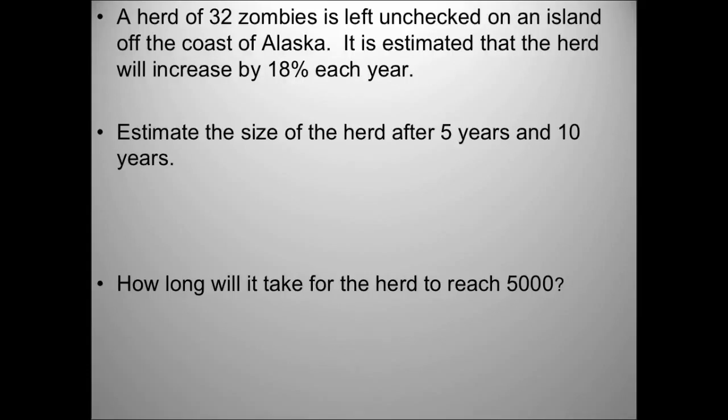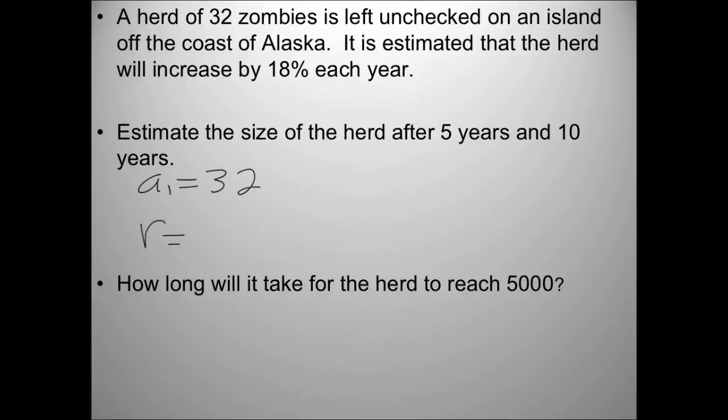For our last example, we have a herd of 32 zombies that is left unchecked on an island off the coast of Alaska. It's estimated that the herd is going to increase by 18% each year. Our first question is to estimate the size of the herd after 5 years and after 10 years. And then we're going to answer how long it will take for the herd to reach 5,000. To answer the first question, we need to know our first term, which in this case is our initial population, 32. We also want to know our common ratio.